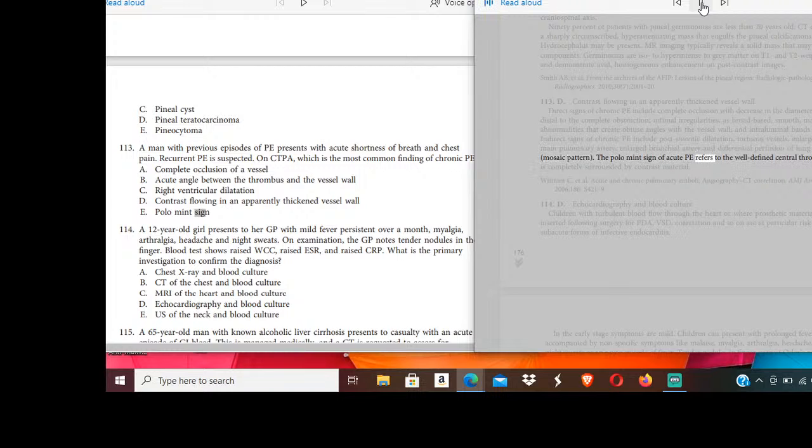The Polo-Mint sign of acute PE refers to the well-defined central thrombus, which is completely surrounded by contrast material. Remy-Jardin C. et al. Acute and chronic pulmonary emboli, angiography CT correlation. AJR. 2006, 186, S421-9.